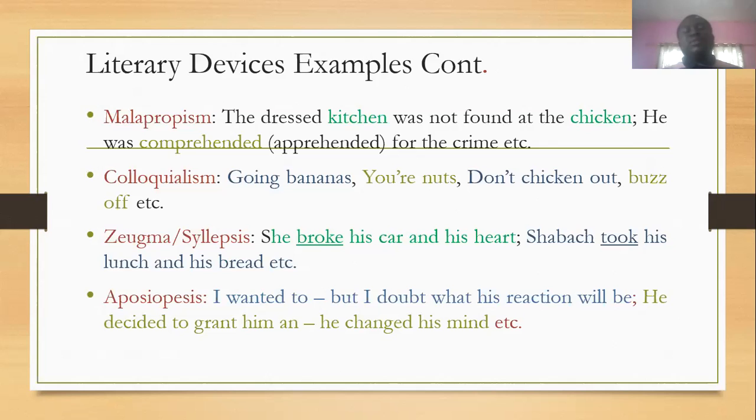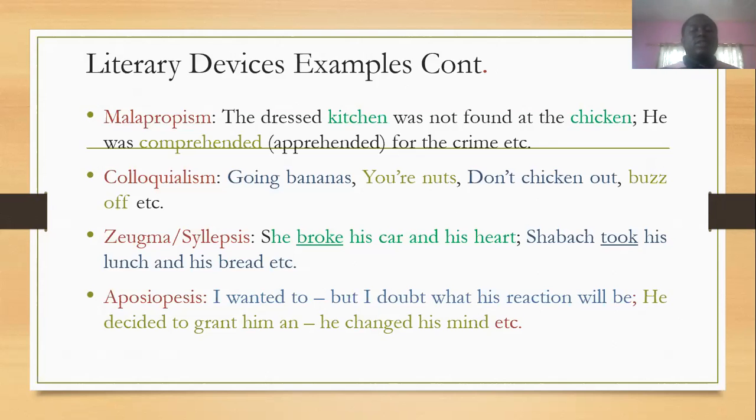So all over the place you hear expressions like going bananas, don't chicken out, buzz off. All these expressions are colloquialism. Then we have zeugma, or syllepsis. We said one word is used to address or modify different situations. So we have "She broke his car and his heart." The word here is broke. So broke has been used to describe what happened to the car and what happened to his heart.